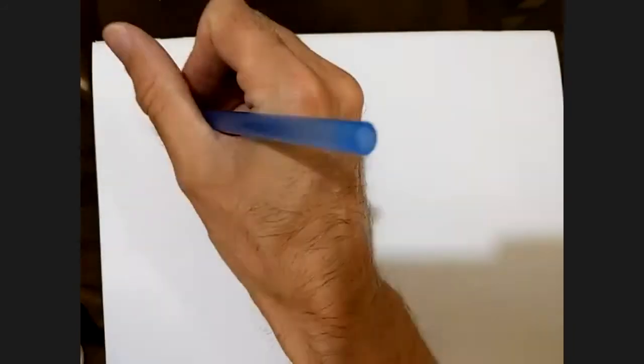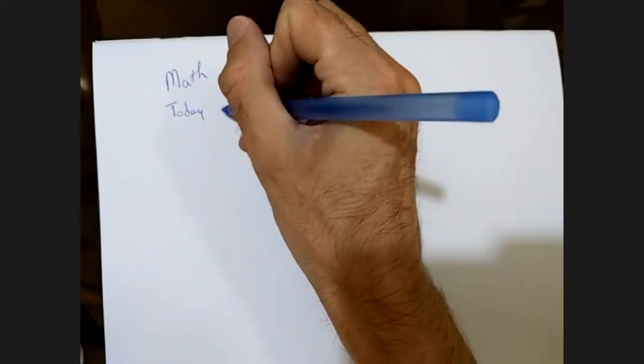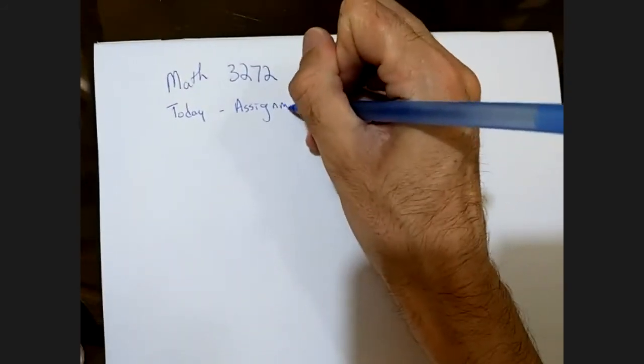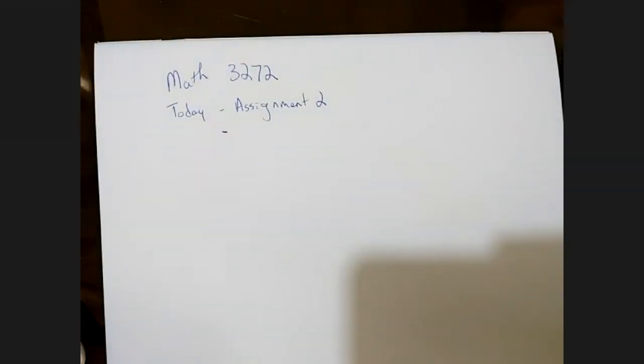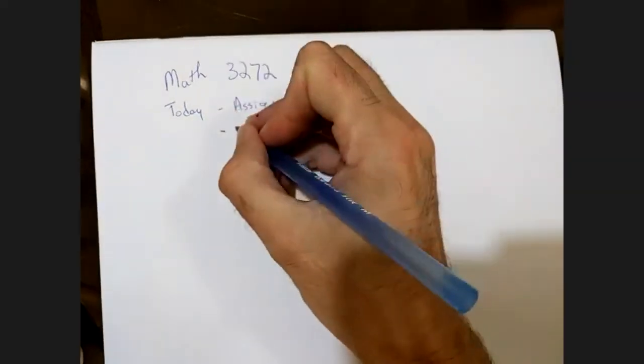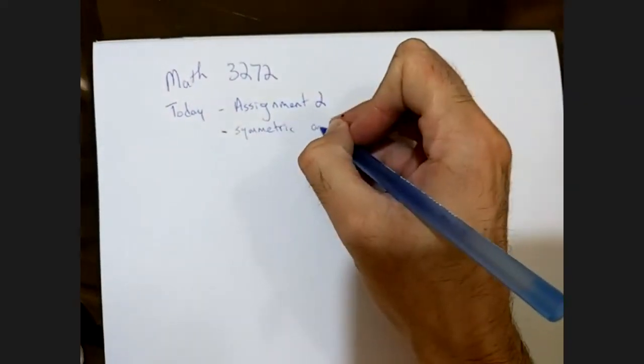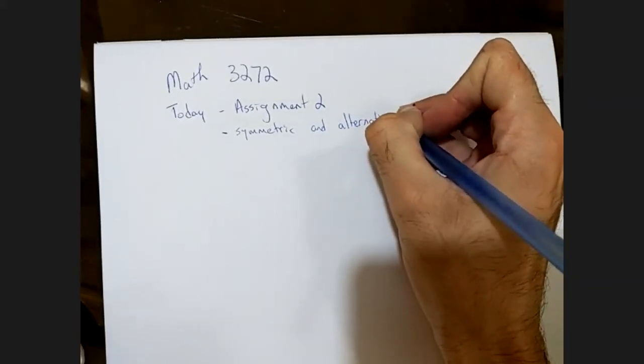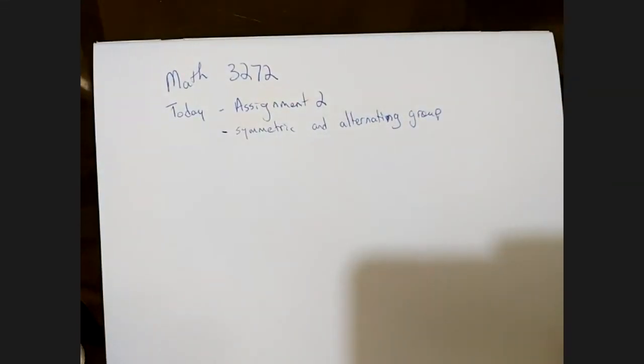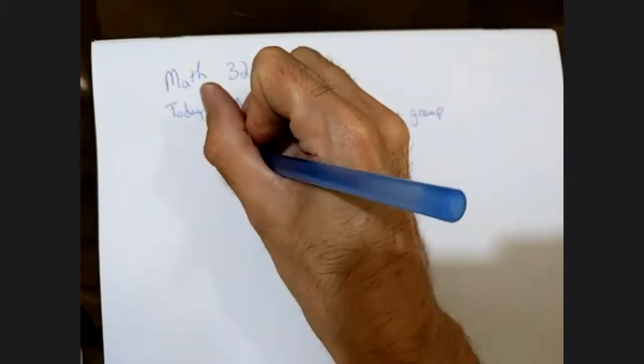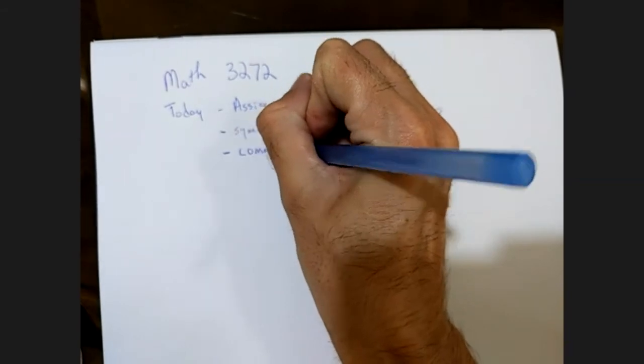So today, I was hoping we can just do some examples from assignment 2. We'll do some stuff from assignment 2. Then we will talk more about the symmetric group. In particular, we want to talk about symmetric and alternating groups. And then if we have time, another thing we should talk about is commutators.